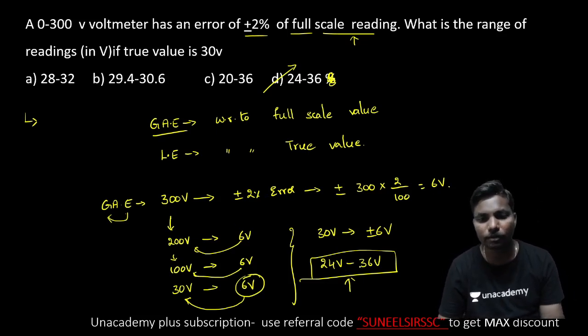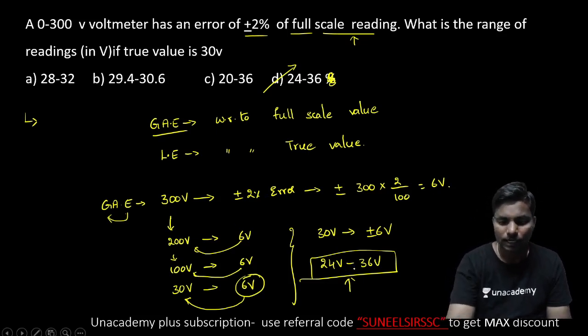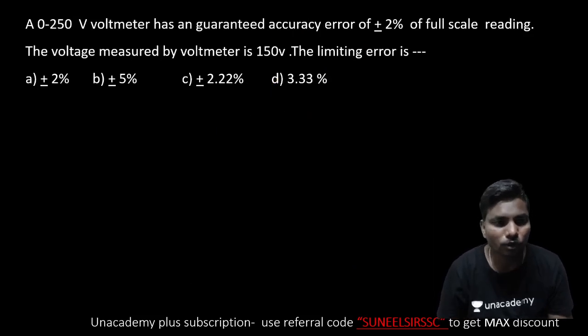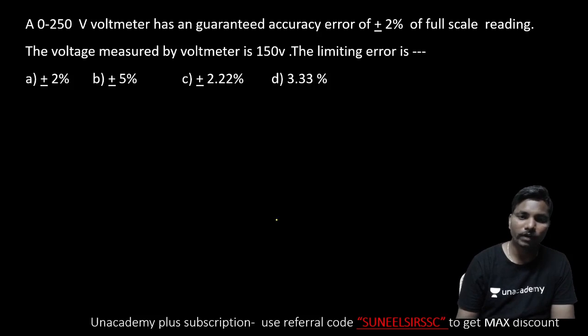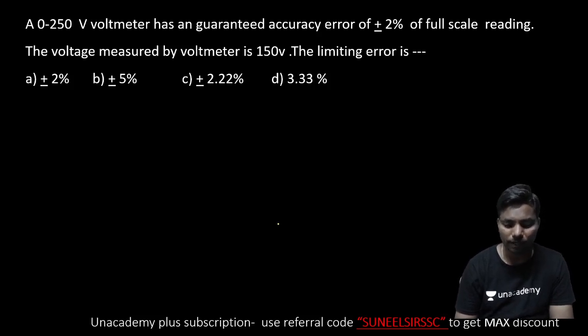Okay, the readings will be 24 to 36 volt. Coming to the next one. A 0 to 250 volt voltmeter has a guaranteed accuracy error of plus or minus 2% of full scale reading. The voltage measured by the voltmeter is 150 volt. The limiting error is dash. Come on students, try to find out, and after that check with my answer.